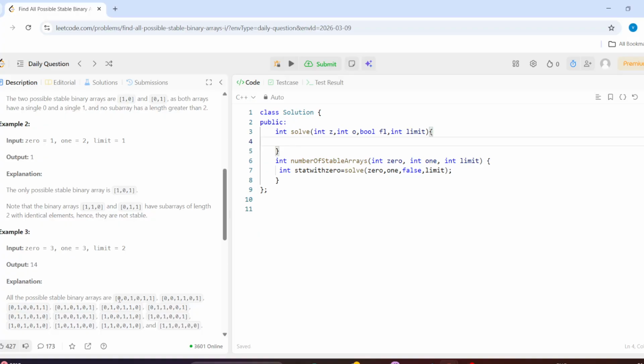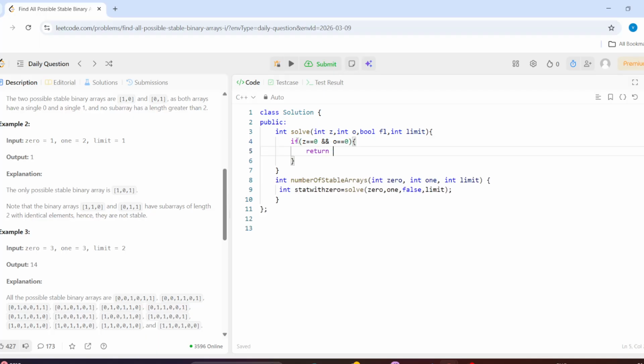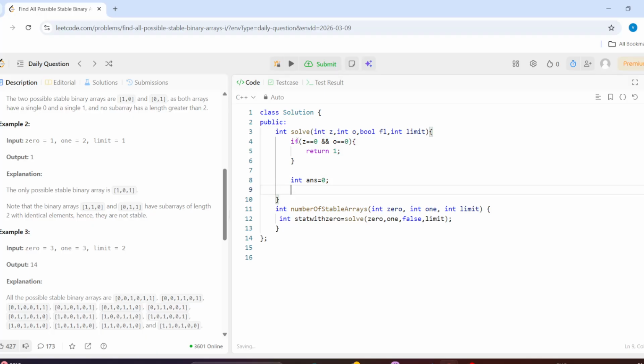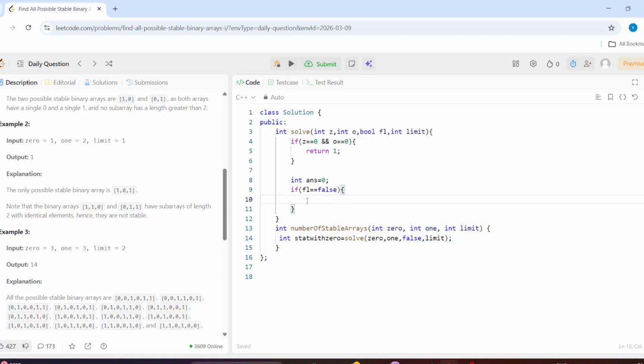The base condition will look like this: if z equal to 0 and o equal to 0, both are zeros, then we have one array, and we can add this to our answer. So if z equal to 0 and o equal to 0, we will return 1. Now we take our answer initially as 0, and if flag equal to false, it means the 0 is coming.